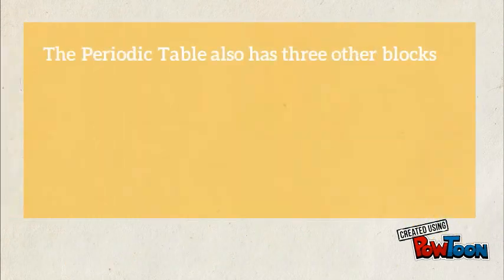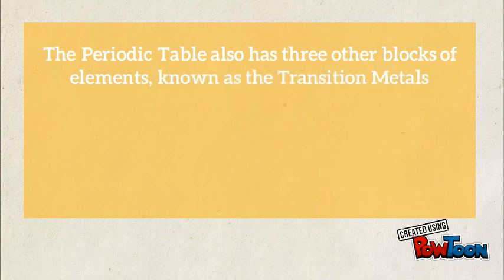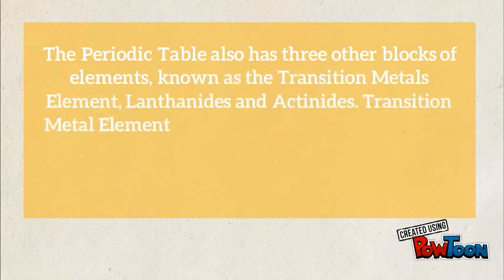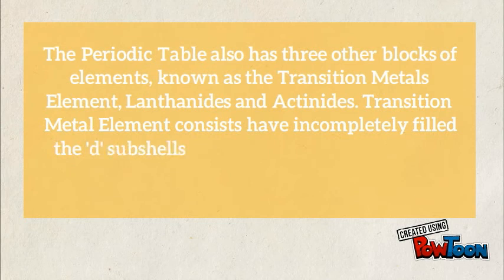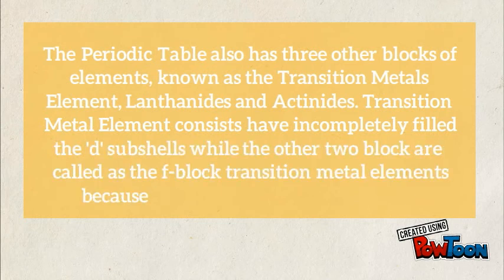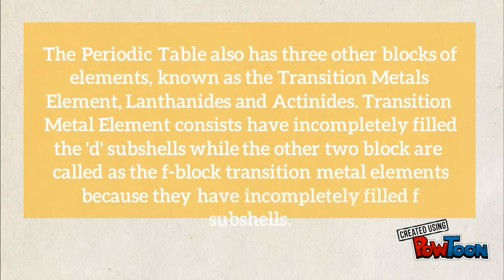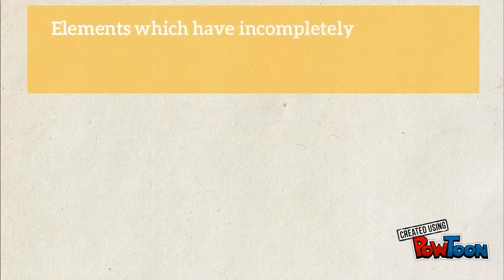The periodic table also has 3 other blocks of elements, known as the transition metal elements, lanthanides, and actinides. Transition metal elements have incompletely filled D subshells, while the other 2 blocks are called F block transition metal elements because they have incompletely filled F subshells. Elements which have incompletely filled S or P subshells are divided into several groups.